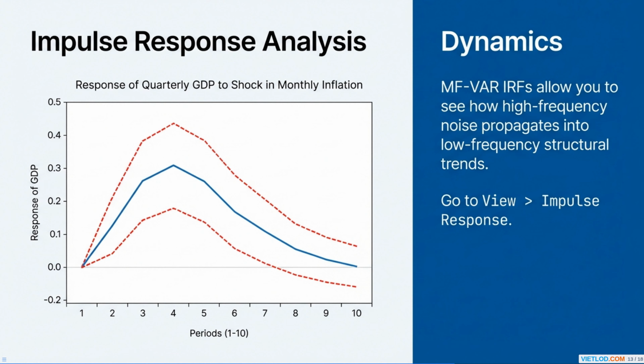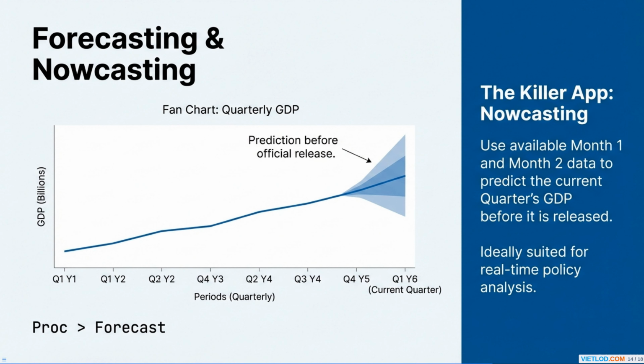Beyond individual coefficients, one of the most powerful tools in VAR analysis is understanding how shocks propagate through the system over time. This brings us to impulse response analysis. Impulse response functions, or IRFs, are especially insightful in an MFVAR context. They allow us to see how high-frequency noise propagates into low-frequency structural trends. For example, how a shock in monthly inflation impacts quarterly GDP over time. To view these in EViews, simply go to View and then select Impulse Response after estimating your MFVAR object.